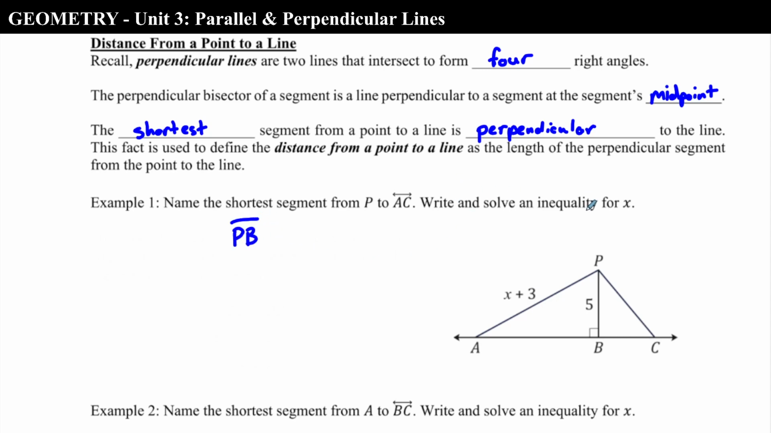Now we're going to write and solve an inequality. So we know that if this is the shortest segment, then PA has to be longer. So the length of PA is greater than the length of PB. With that being said, x plus 3, which is PA, is greater than 5. Subtract 3 from each side, and you know x has to be greater than 2.